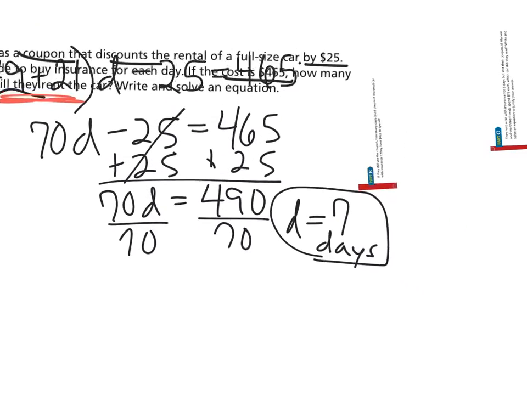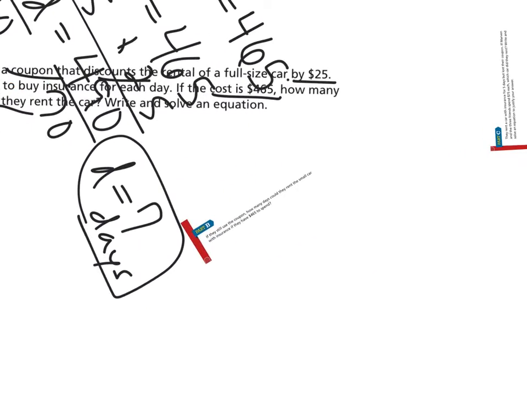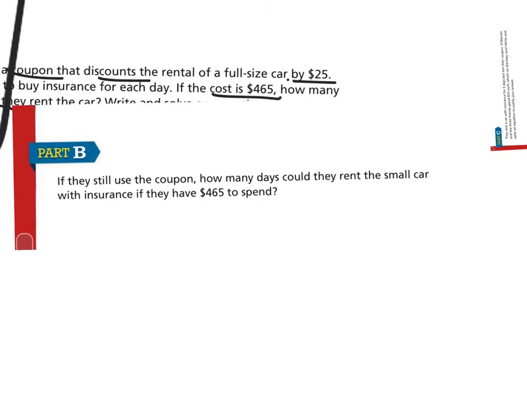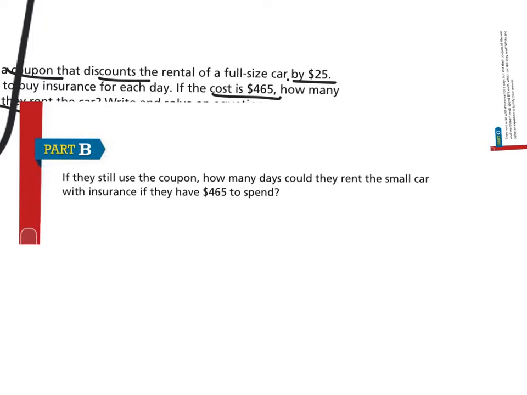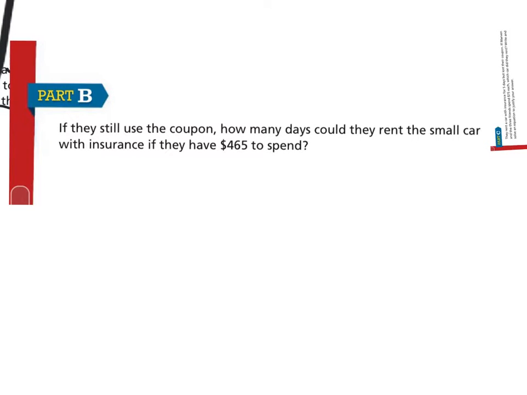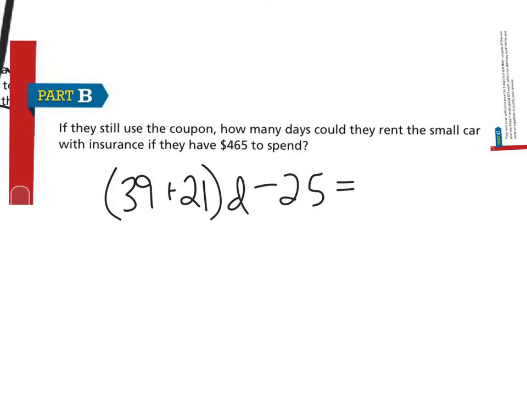So they rented for 7 days is the first part. The second part: if they still use the coupon, how many days could they rent the small car with insurance if they have $465 to spend? So similar setup, only now we're going with the small car. So the small car is $39 a day. So $39 a day plus $21 insurance times however many days minus our $25 coupon, which is $465.